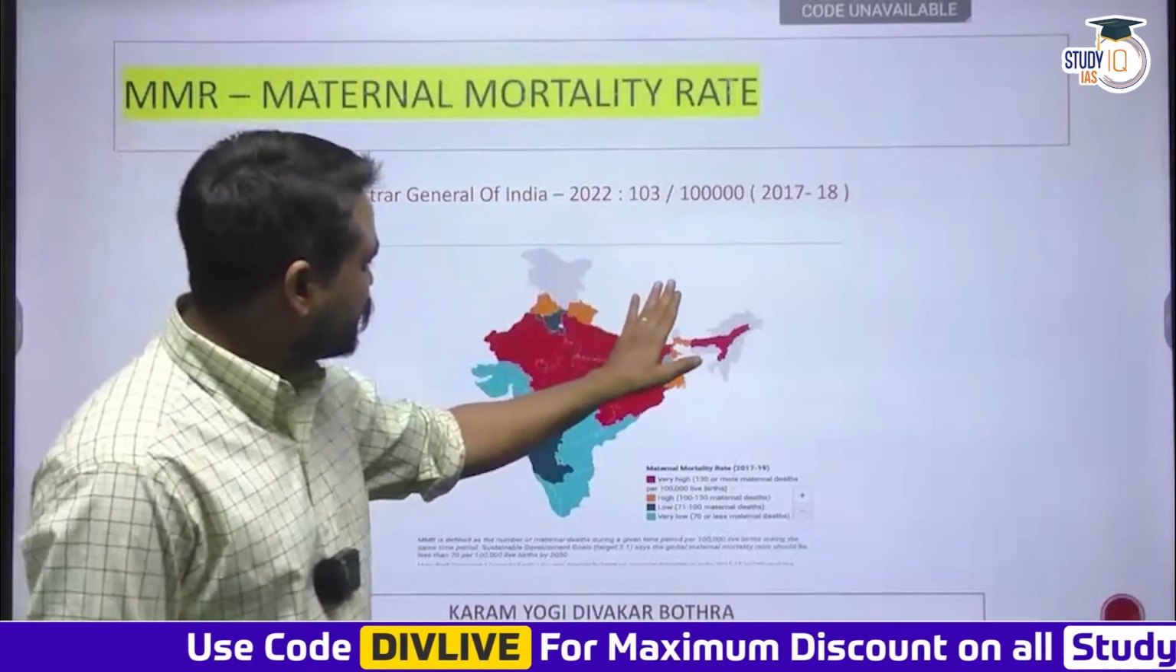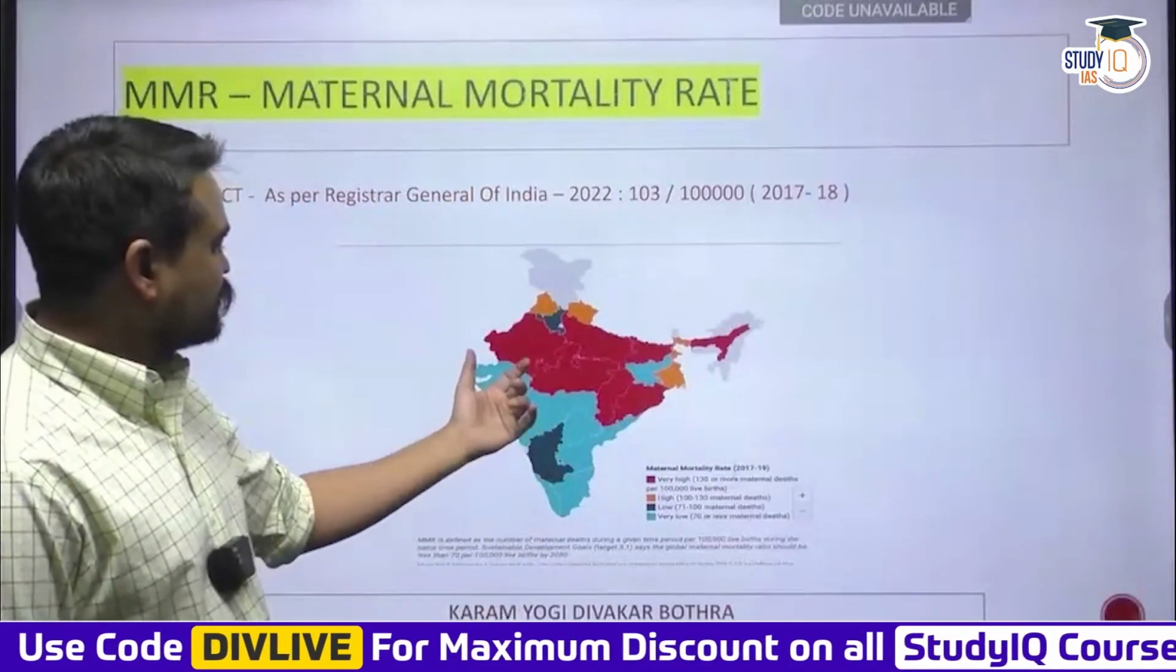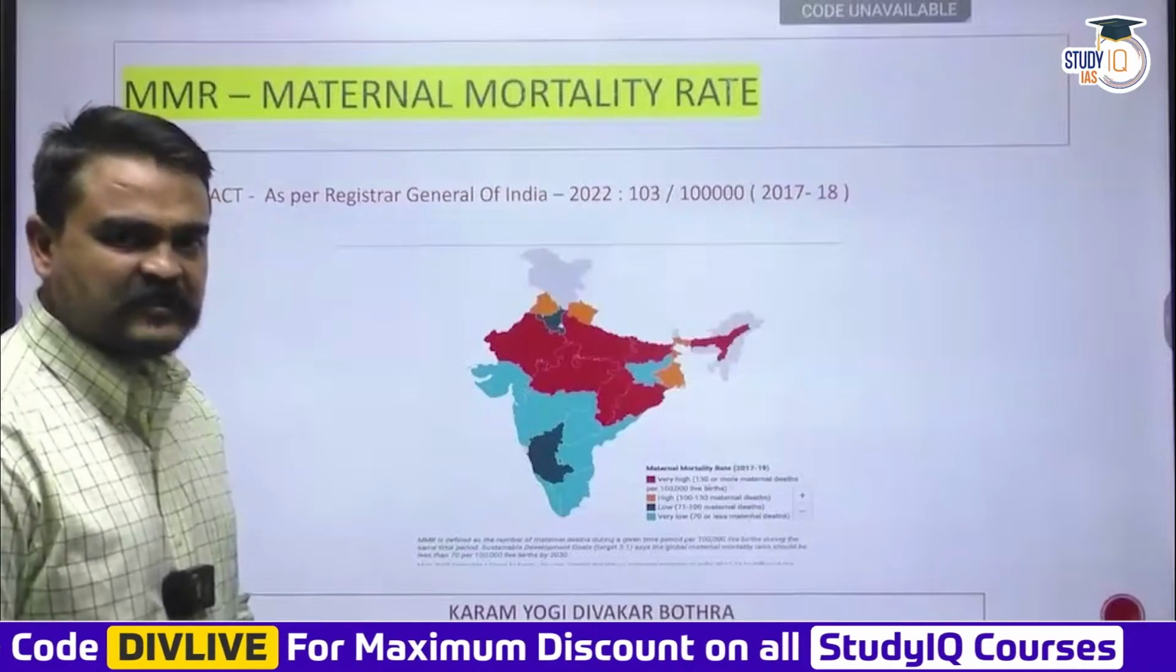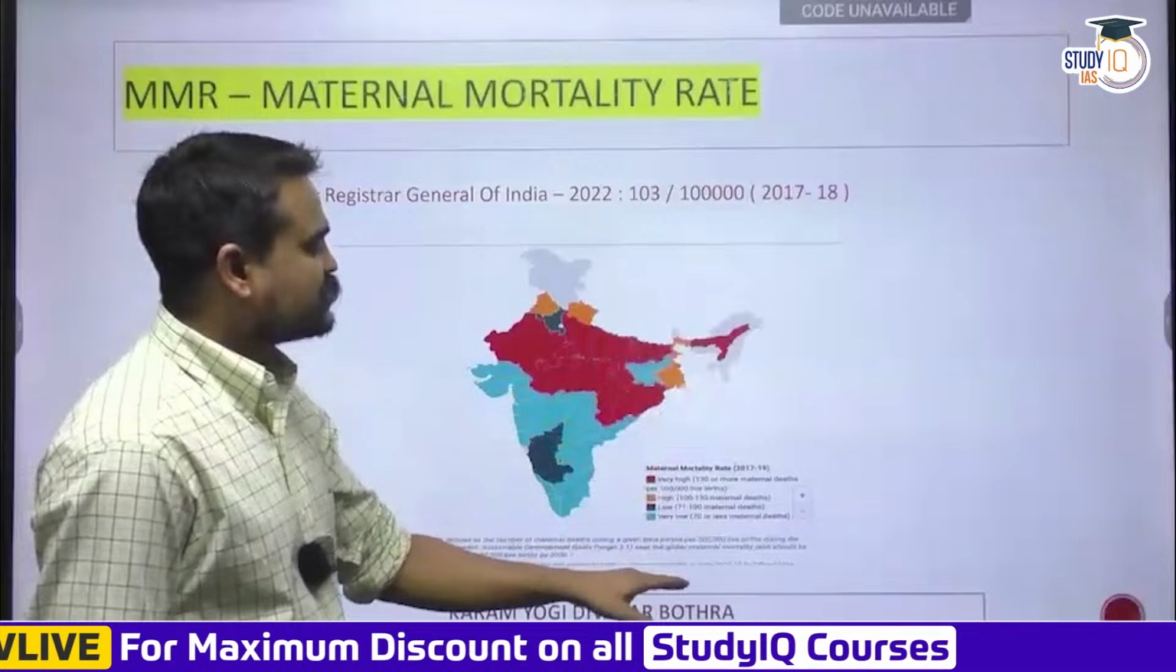But if you look at the entire country, at least top and bottom, you would see difficulties. These are the states where the data is not available.